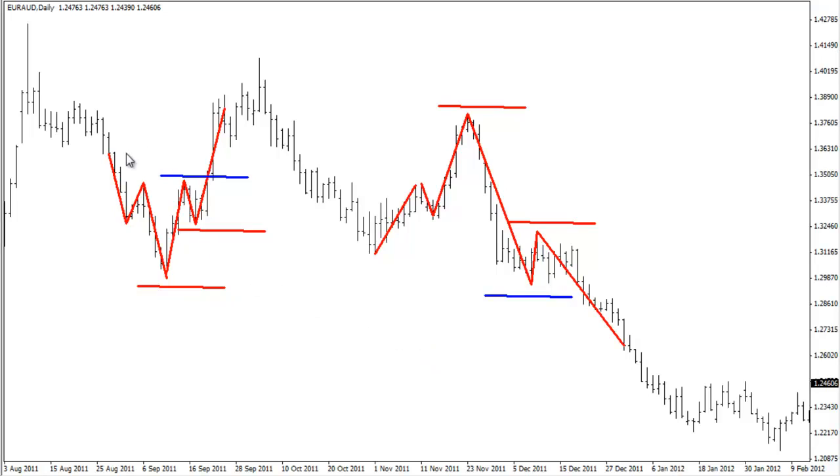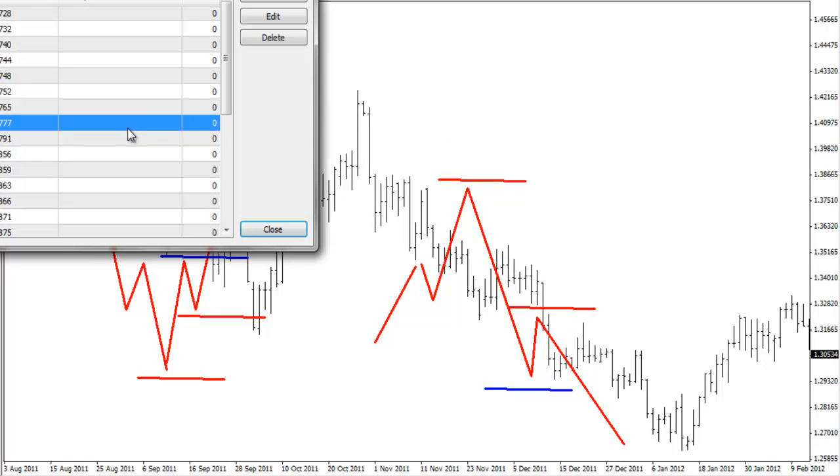And we see how the inverse head and shoulders here and the head and shoulders are essentially mirror images of each other, similar to the double top and the double bottom. What you will sometimes find is that a head and shoulders can lead to an inverse head and shoulders and vice versa.